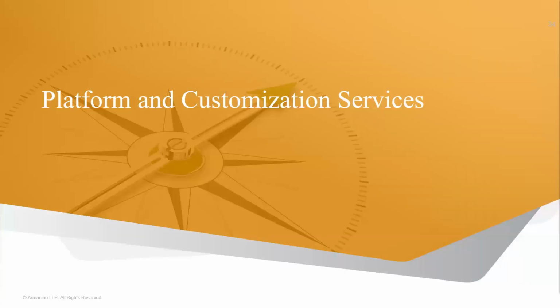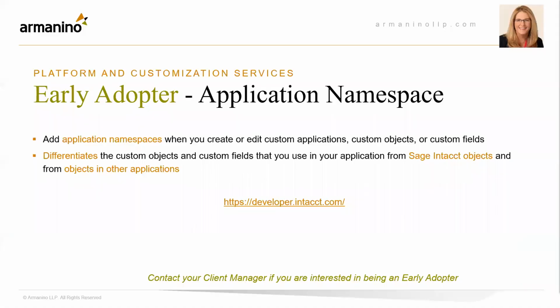Platform and customization services. This is an early adopter. Their application namespace. So they've added application namespaces when you create or edit custom applications, custom objects, or custom fields. It differentiates the custom objects and custom fields that you use in your application from Sage Intacct objects and from objects from other applications. You can find more about this at https://developer.intacct.com. And you want to contact your client manager if you're interested in being an early adopter.